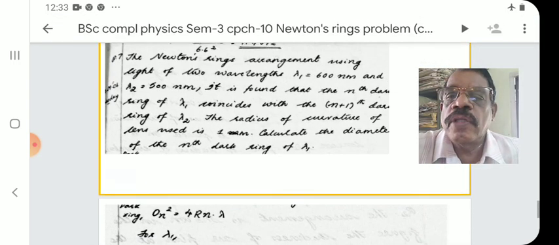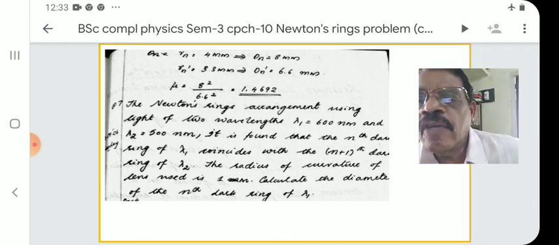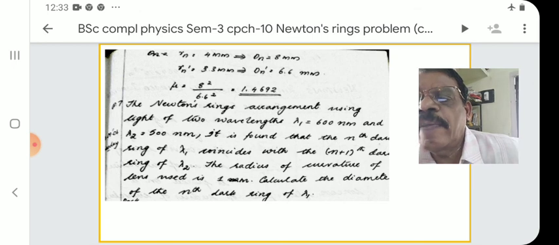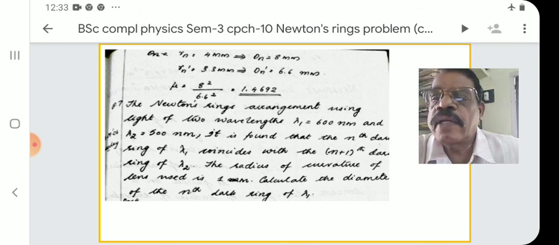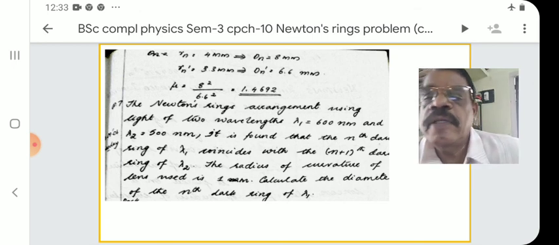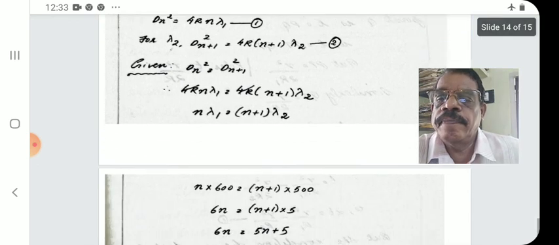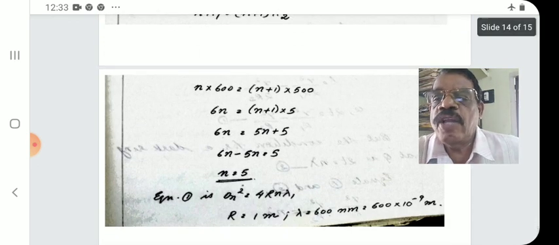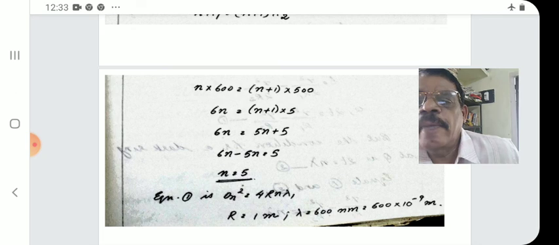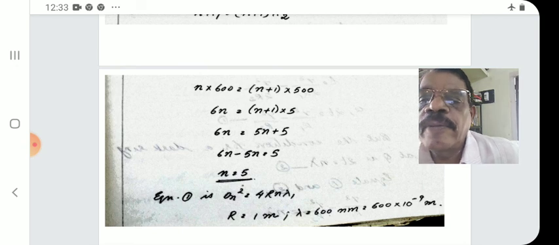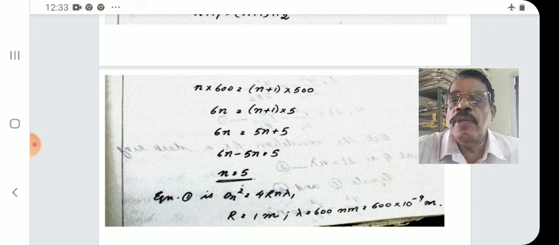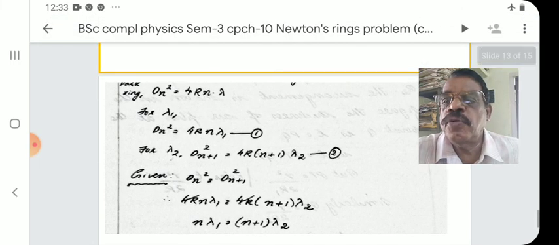You see in the question, wavelengths are given. Lambda 1 is 600 and lambda 2 is 500. So we put the values, cancel by 100, we get 6n is equal to 5n plus 5. 6n minus 5n is equal to 5, n is 5. And that you put in the first equation.